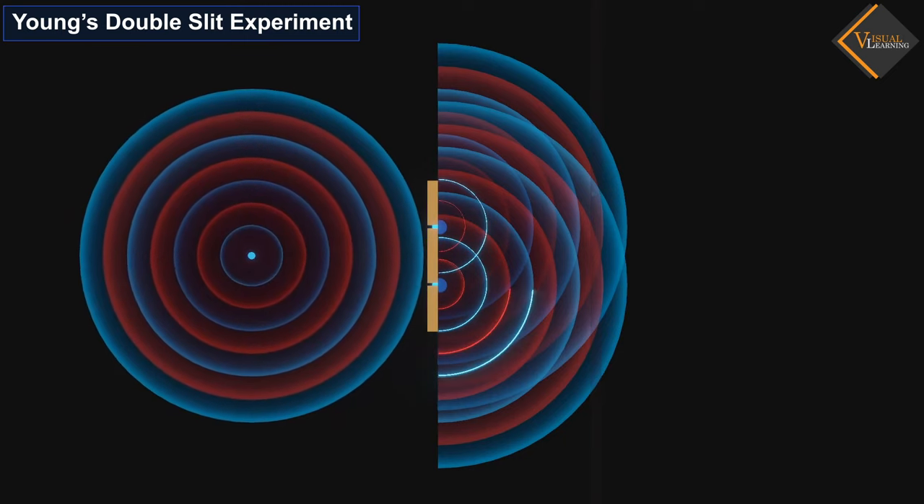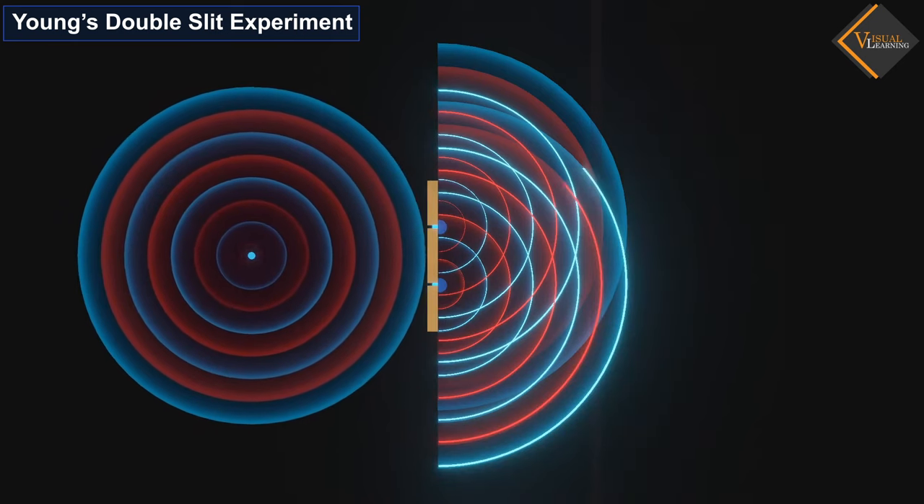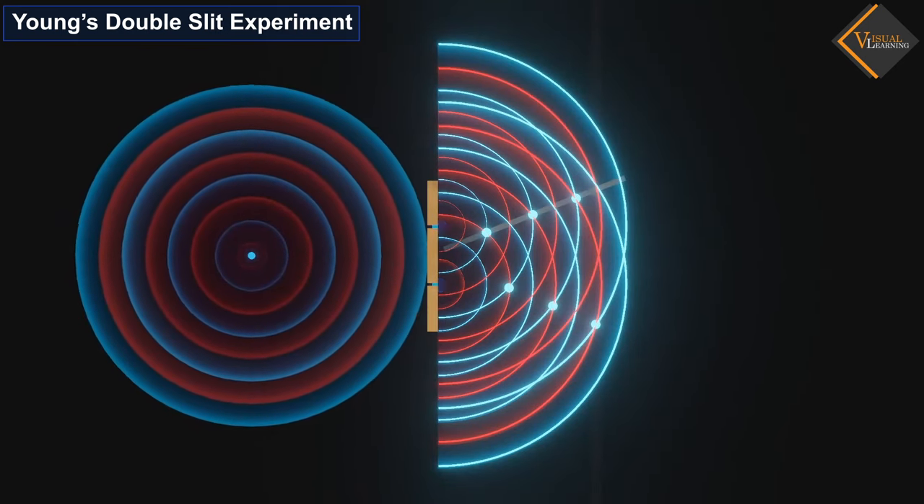Here is the complete interference pattern of Young's double-slit experiment. This phenomenon is called the interference of light.